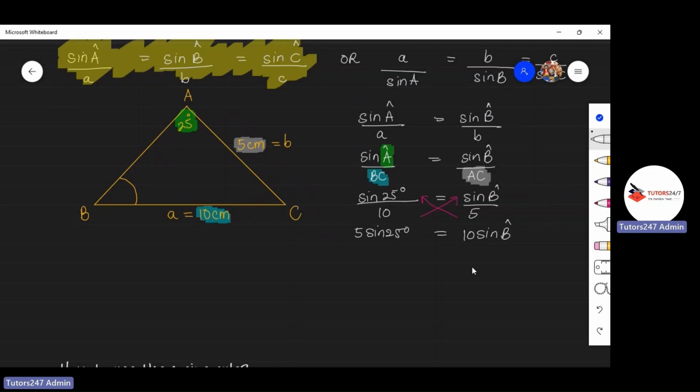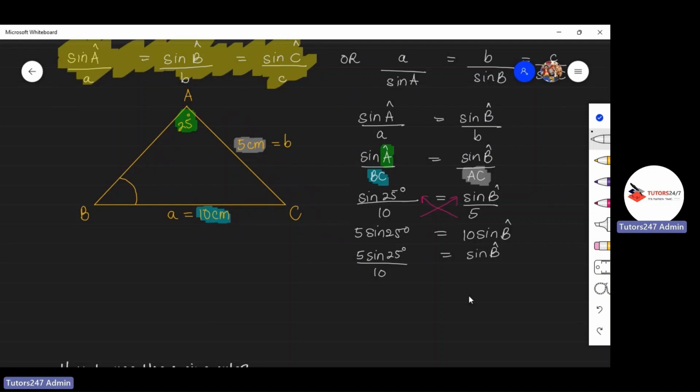From this point, we now need to try to isolate B. Because sine is attached to B, we are not going to divide by 10 sine. We are only going to divide by 10 on both sides. So this is then going to be 5 sine of 25 degrees over 10 is equal to sine of angle B. Now, because we've isolated sine B, there's no coefficient greater than 1 in front of sine B. It's just a coefficient of 1. We got rid of everything else.